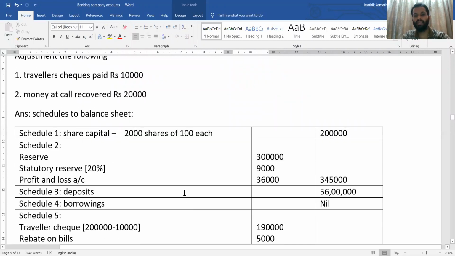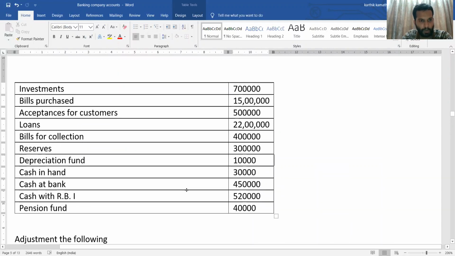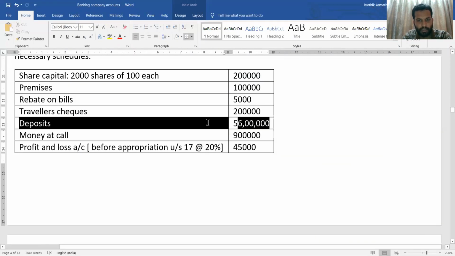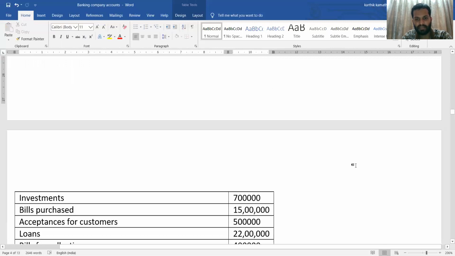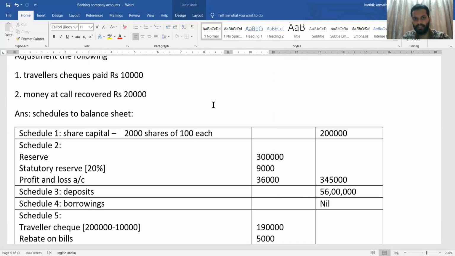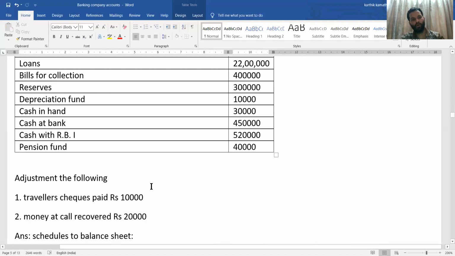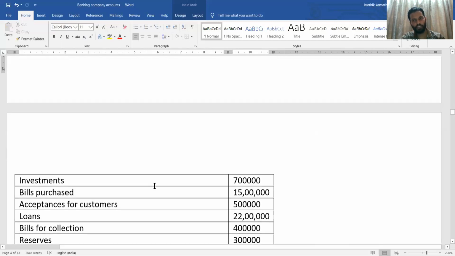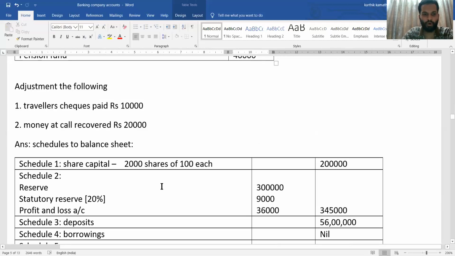Schedule number 3 is for deposit. Deposit information given in the question is 56 lakh, no other information. So directly schedule number 3, deposit, that is 56 lakh. Then schedule number 4, borrowing. Here borrowings information is not given in the question. If it is given, then you need to write under schedule number 4, that is borrowings.